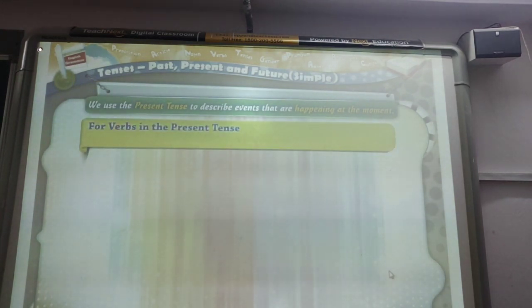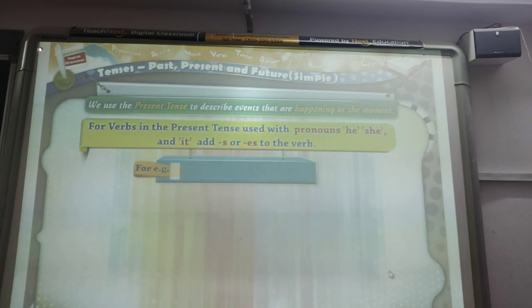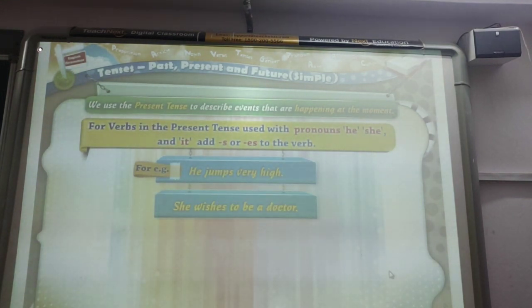We use the present tense to describe events that are happening at the moment. For verbs in the present tense used with pronouns he, she, and it, add s or es to the verb. For example, he jumps very high. She wishes to be a doctor.